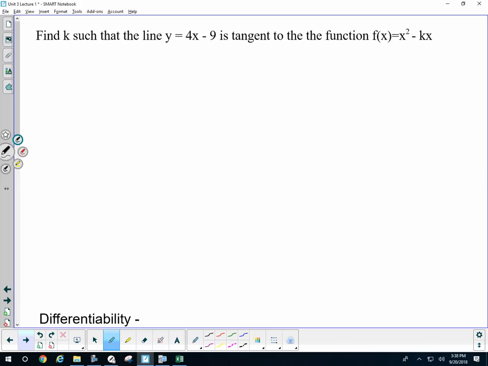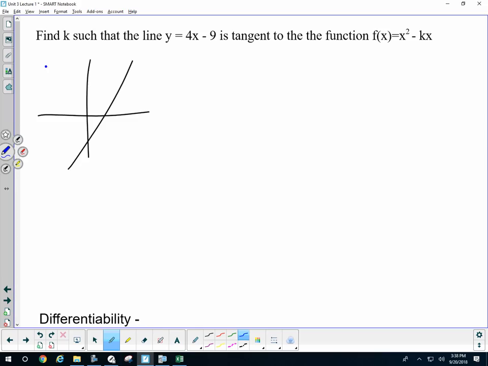Find k such that the line y equals 4x minus 9 is tangent to the function x squared minus kx. All right, so I got a situation here. I got a line, 4x minus 9, and I have a parabola that can change. It's going to have the same x squared, so it's going to open up the same way.